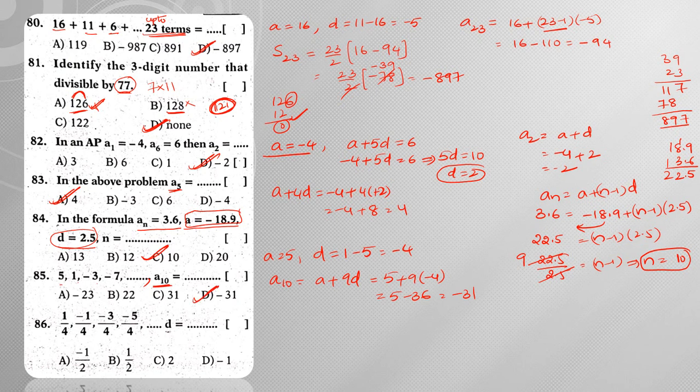Next, 1, minus 1, minus 3, minus 5, all over 4. If you observe, all the denominators are the same. Then what can you say about D? D I can write as second term minus first term: minus 1 by 4 minus 1 by 4, which is nothing but minus 2 by 4, which I can write as minus 1 by 2. Hence option A will be my answer here.